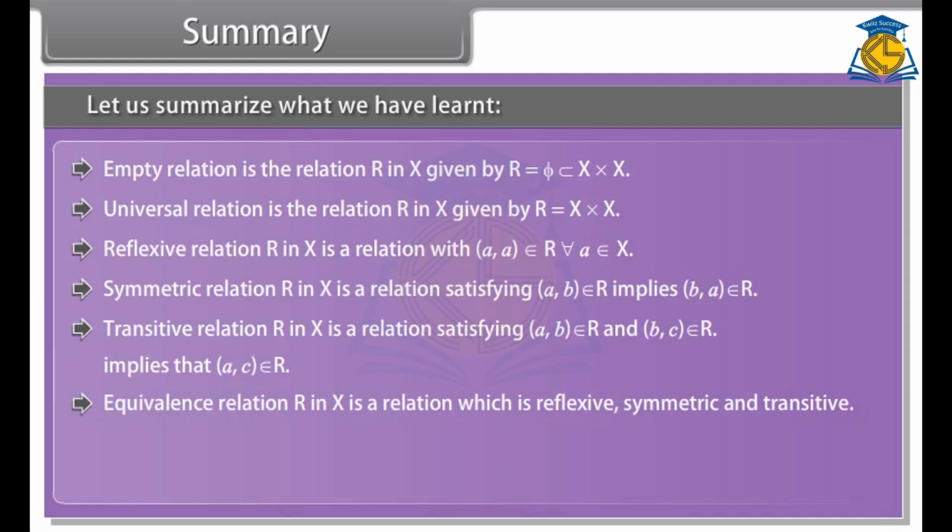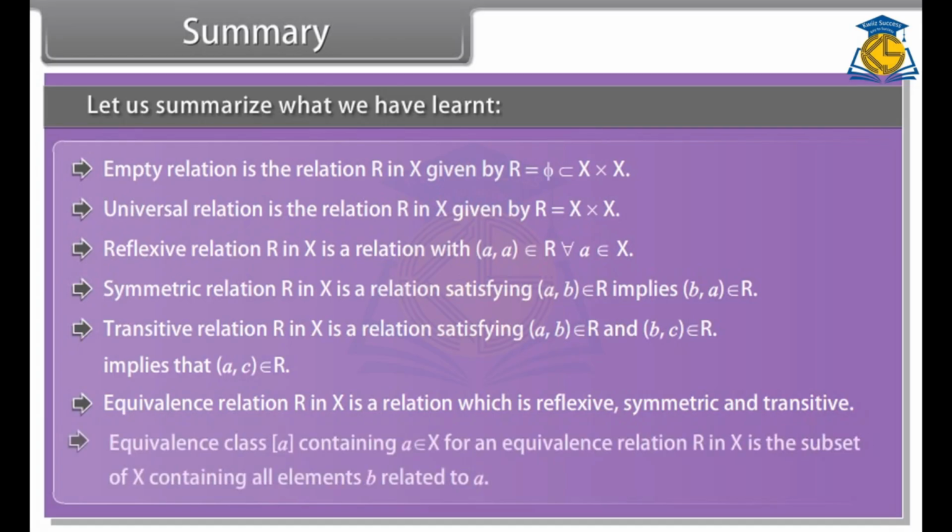Equivalence relation R in X is a relation which is reflexive, symmetric, and transitive. Equivalence class A containing A belongs to X for an equivalence relation R in X is the subset of X containing all elements B related to A.